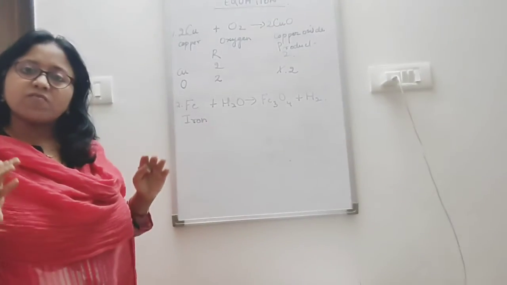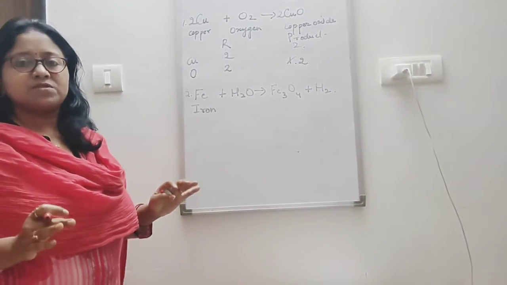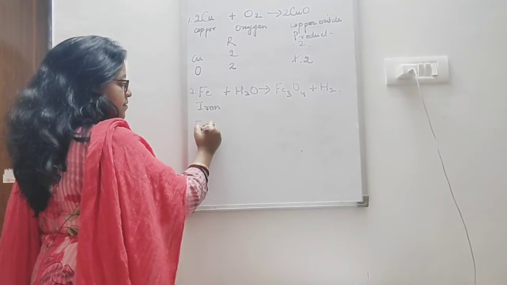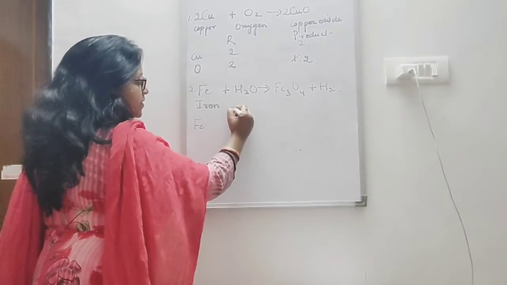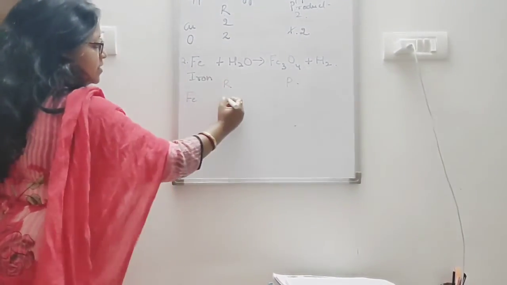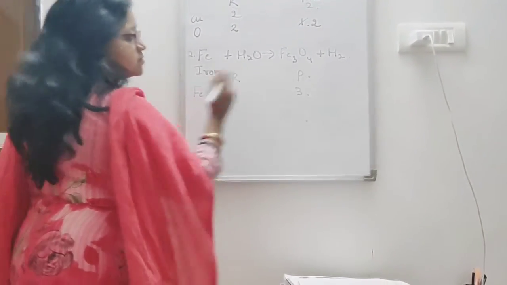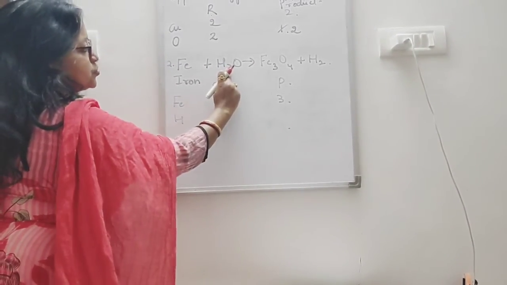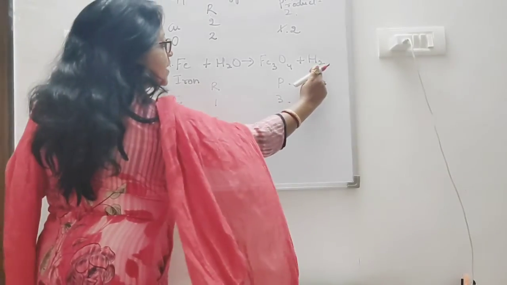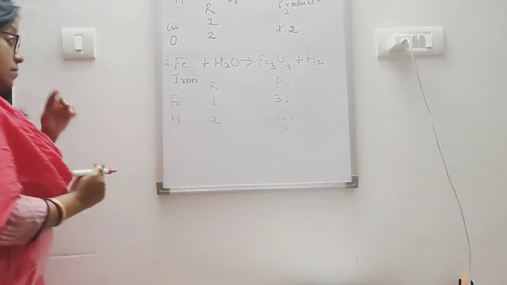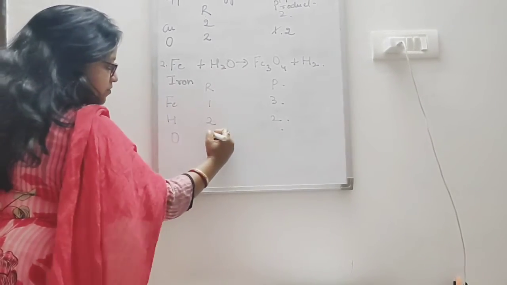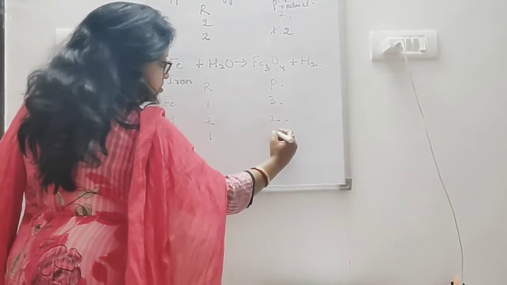Now, going by the rules which I told you earlier, let's take one by one the elements and the number of atoms in the reactant side and the product side. So let's start with iron. Iron is 1 here, and in the product side it is 3, as you can see. Hydrogen is 2 here, and here hydrogen is 2, it is balanced. Now comes oxygen. Oxygen in the reactant side is 1, and here oxygen is 4.